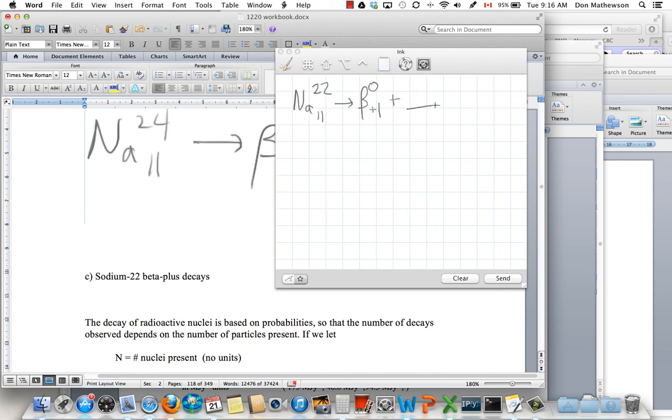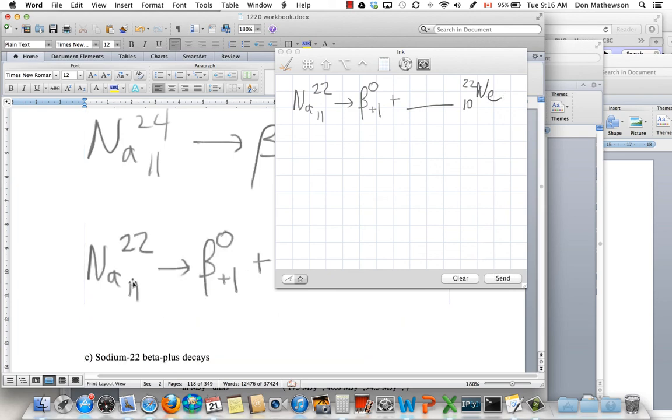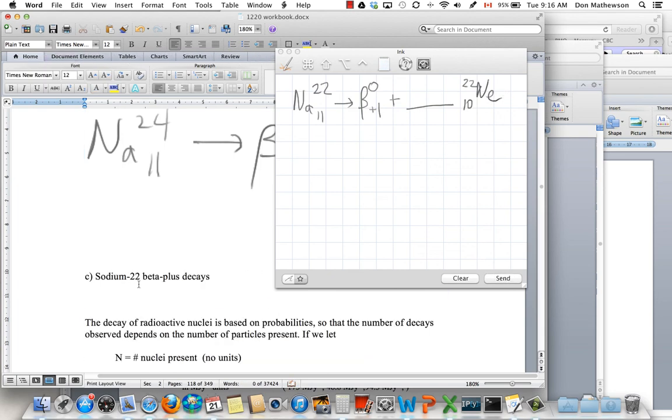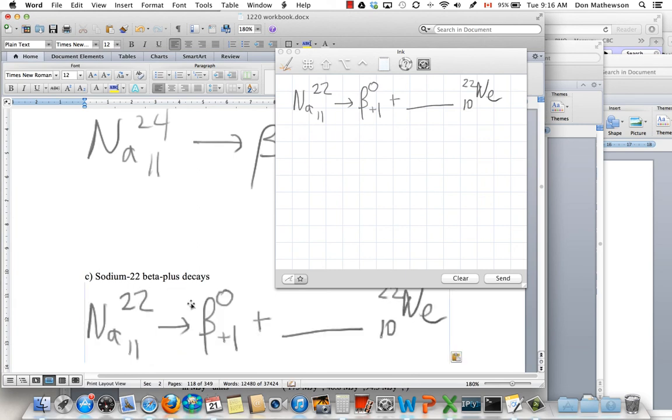So to balance mass, this particle's got to have a mass number of 22. To balance charge, it's got to have a charge number of 10. Atomic number of 10 plus 1 equals 11. It's balanced. Atomic number 10, again, you can look on the periodic table. That's neon. And those are some very simple notes on nuclear radius and on nuclear decays and the balancing of nuclear reactions.